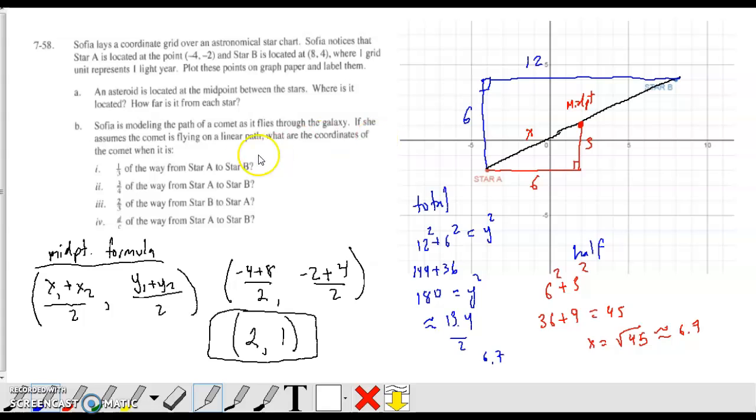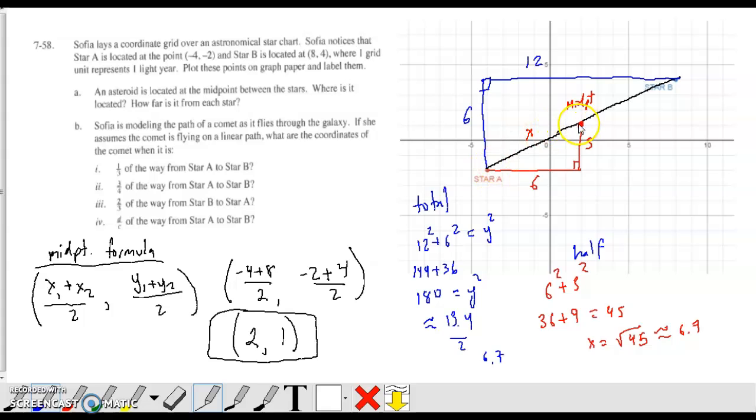So let's take a look at part B. So Sophia is modeling the path of a comet as it flies through the galaxy. She assumes the comet is flying on a linear path. We want to know what the coordinates are. So the comet is on this lovely path. So we want to know what is 1/3 of the way from star A to star B.